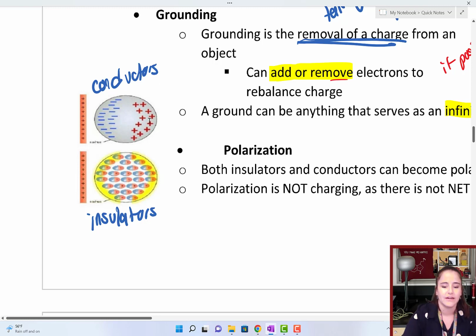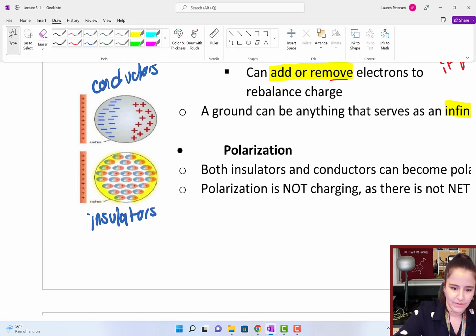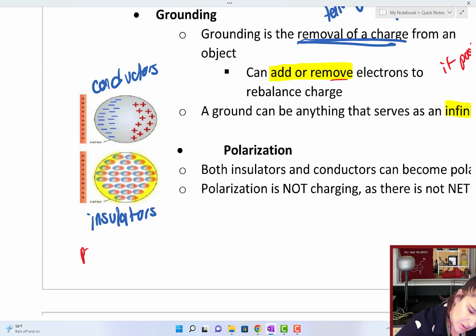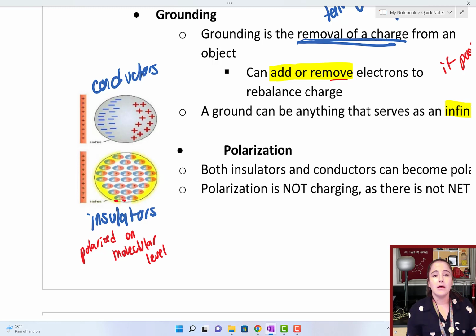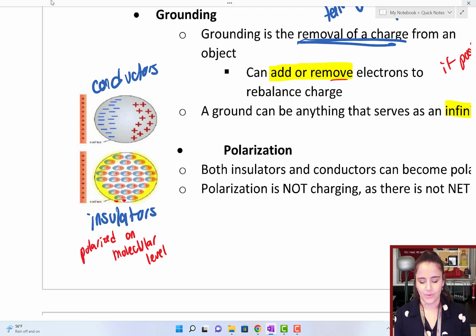Whereas for insulators, the polarization happens on the molecular level, meaning within the molecules themselves, we have that separation of charge, which results in a net difference in the charge on the two sides of that insulator, but it's not as dramatic as with the conductors. Okay, cool.